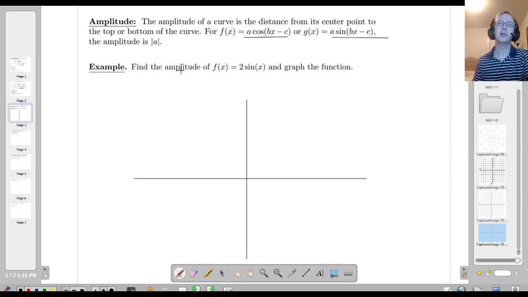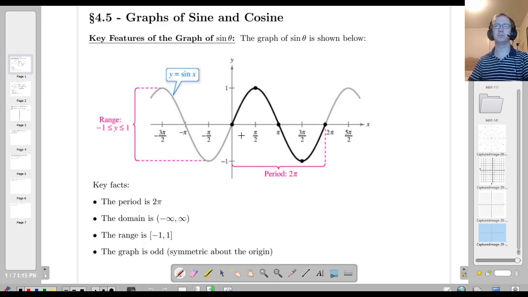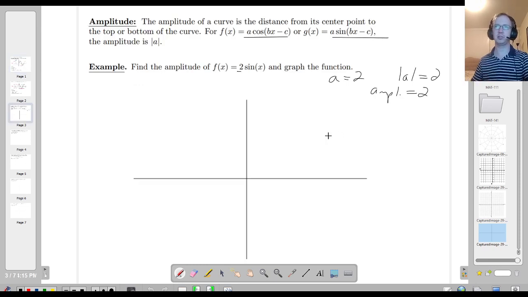Okay, so the amplitude of this function, 2 sine x, well, because I multiplied by 2, a is 2. So the absolute value of a, still 2. So the amplitude of that function is 2. So now if I wanted to graph 2 sine x, the way I would do that is starting by graphing the function sine of x. So let's do that first. Okay, so we already studied earlier what that looks like, right? We played around with an activity, we've seen it here. So let's just basically sketch that out first.